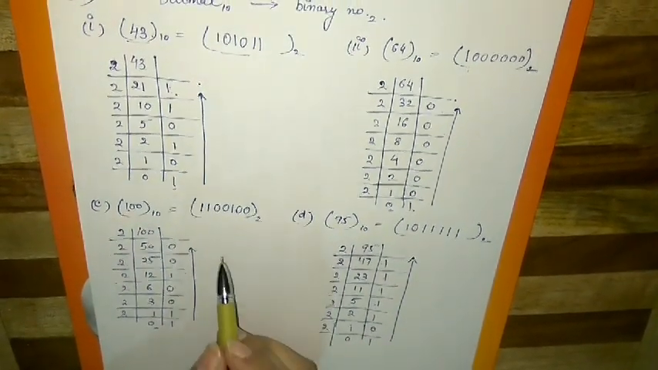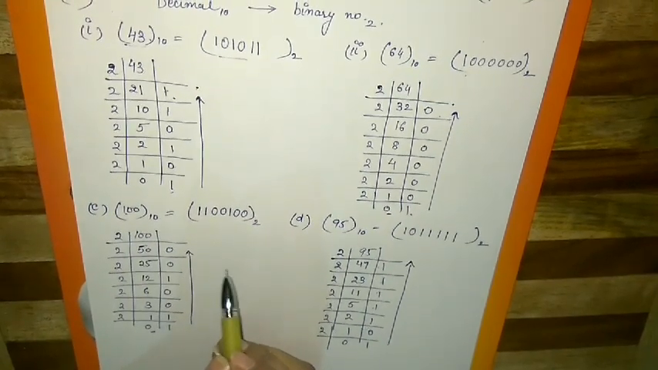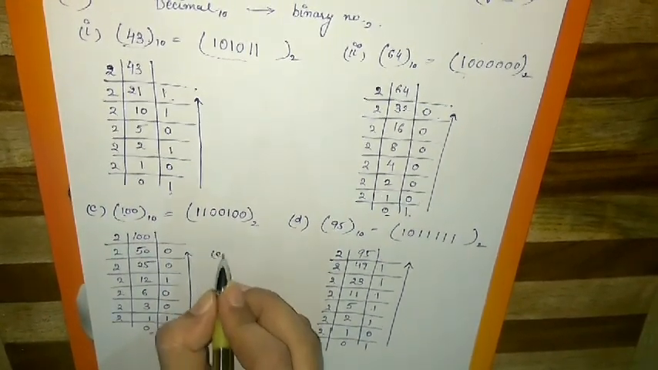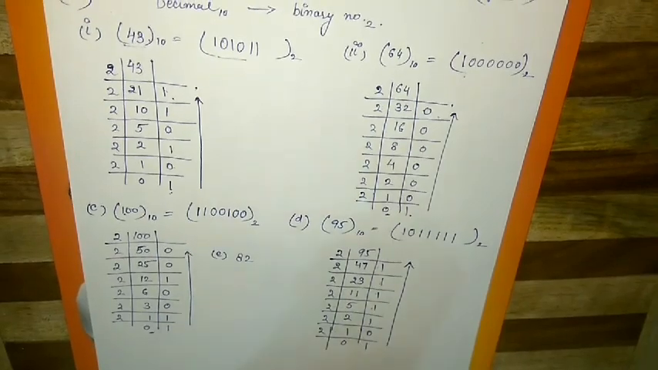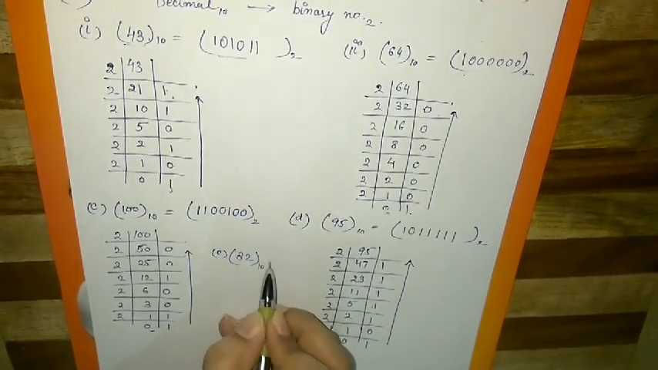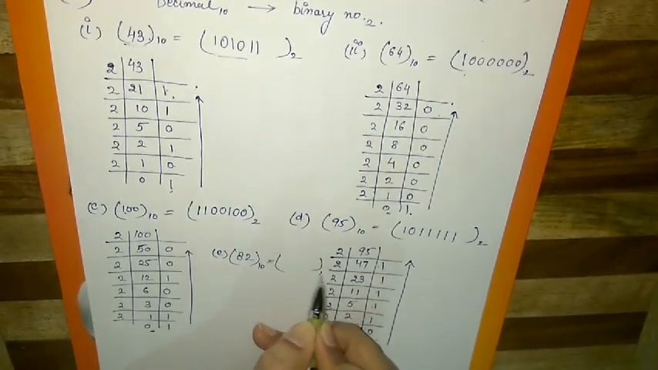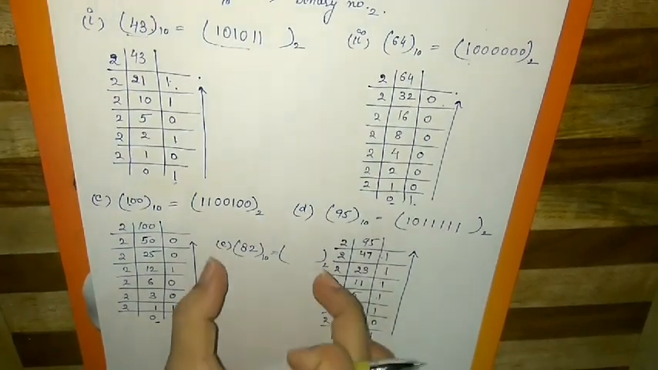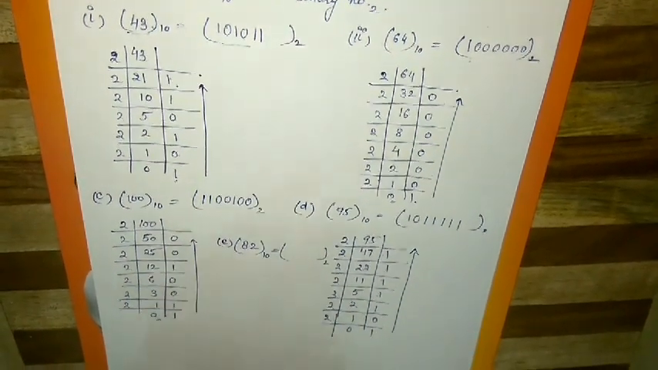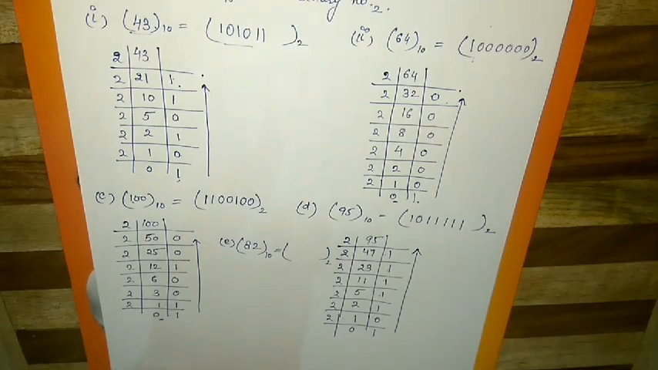Now over here I'm going to explain the E part. In the E part you are having 82 with base 10, and you have to convert it into the appropriate binary number. Due to the shortage of space, I'm going to explain it over here, but in your copy you are going to write it down on your next page.